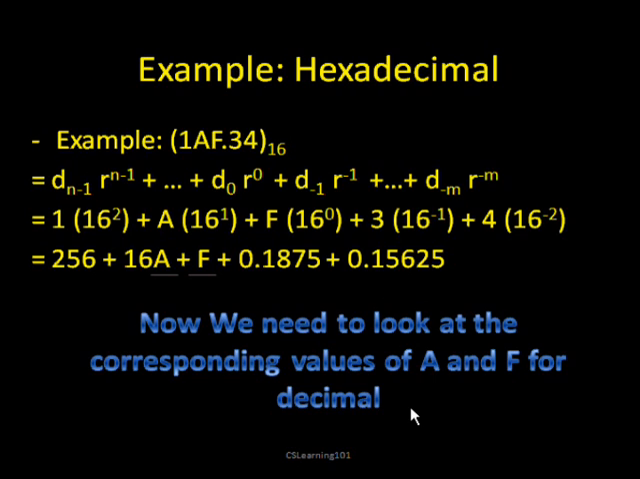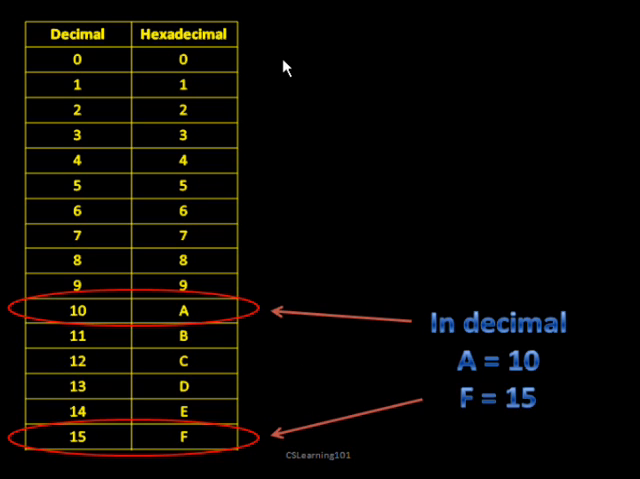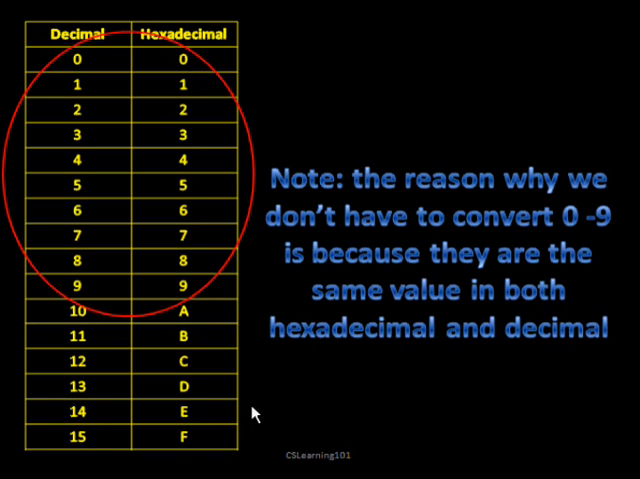Here's the table. Notice that from A to F, A will be equal to 10, F would be equal to 15, and all the other numbers would correspond in the same way. And also notice that from 0 to 9 in both decimal and hexadecimal, the values are the same. They do correspond to each other.